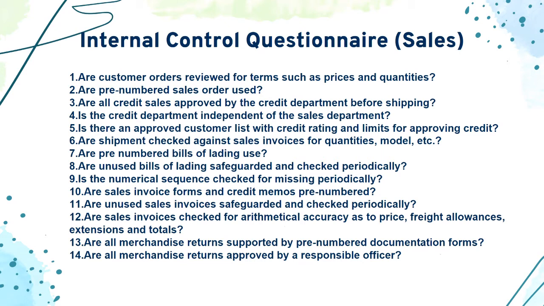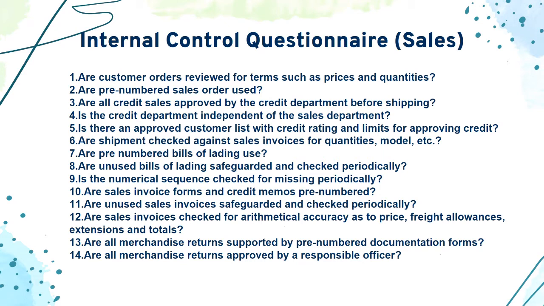These are some of the questions for sales received. Are our customers' orders reviewed for terms such as prices and quantities? Are pre-numbered sales orders used? Are all credit sales approved by the credit department before shipping? Is the credit department independent of the sales department? Is there an approved customer list with credit rating and limits for approving credit? Are shipments checked against sales invoices for quantities, model, etc.?